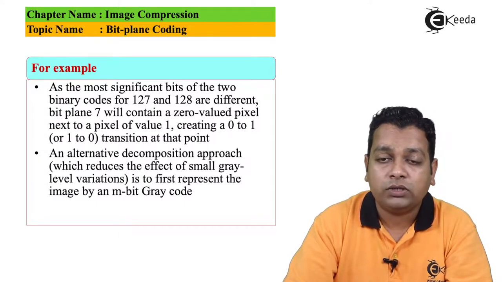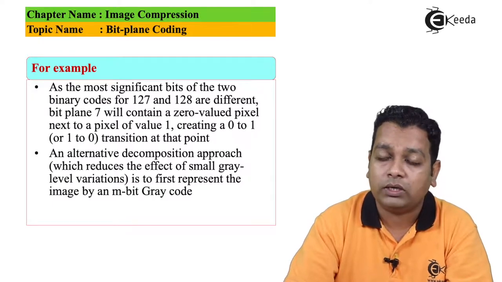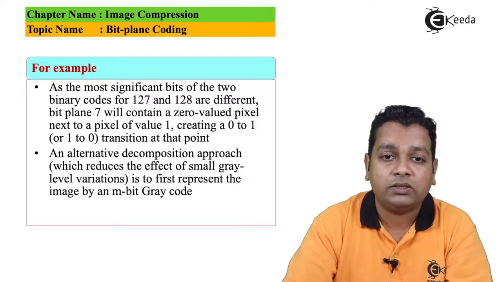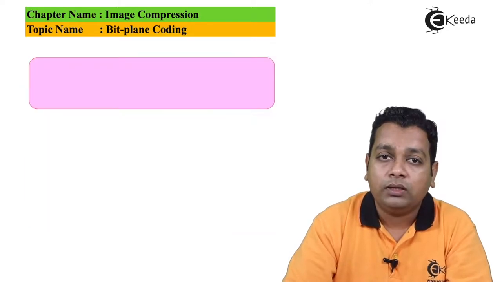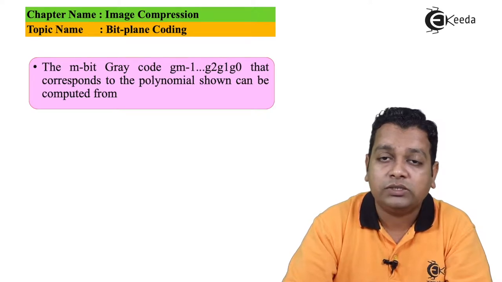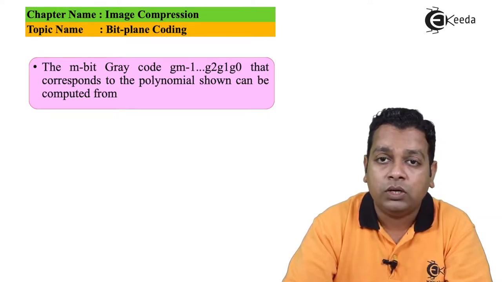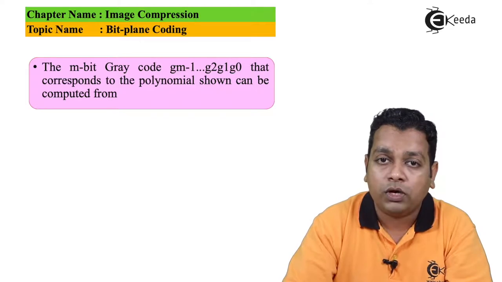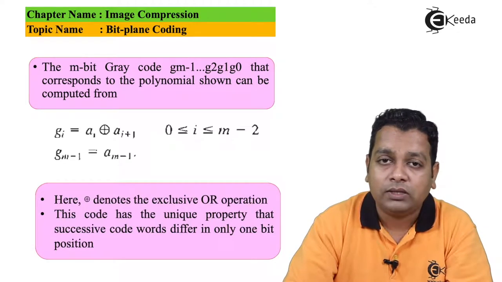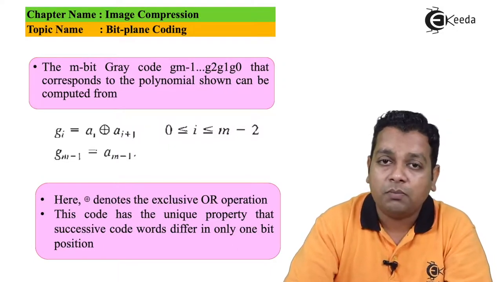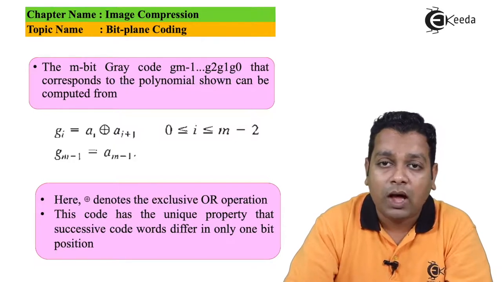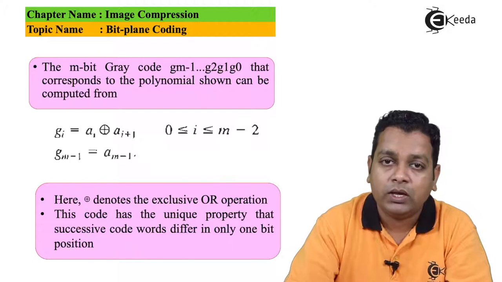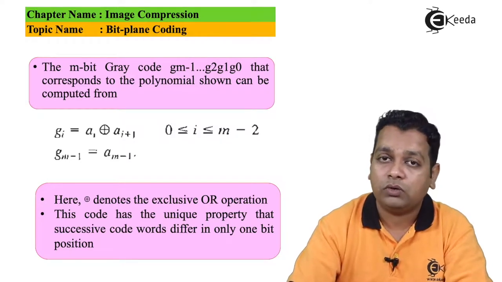An alternative decomposition approach which reduces the effect of small gray level variations is to first represent the image by an m-bit gray code. The m-bit gray code, denoted as g suffix m minus 1 up to g2, g1, g0, which corresponds to the polynomial that we have shown, can be computed as follows. We have g suffix i equal to a suffix i exclusive OR a suffix i plus 1, and g suffix m minus 1 equal to a suffix m minus 1. Here i ranges from 0 to m minus 2. This symbol denotes the exclusive OR operation, as we have discussed in the case of Huffman coding also.